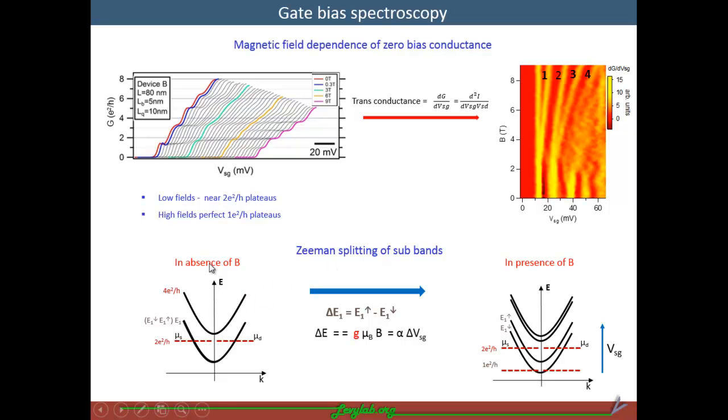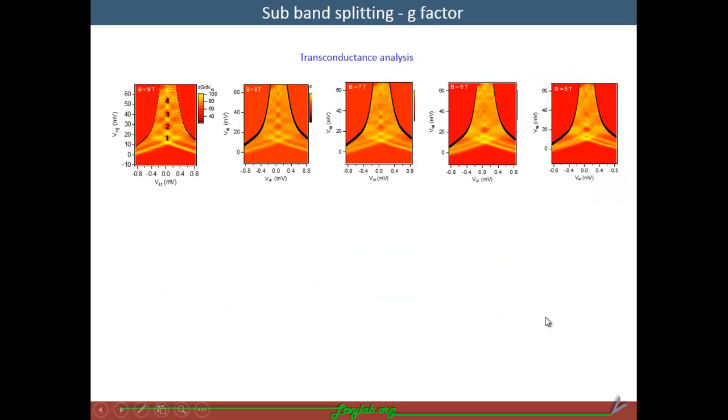For example, in the absence of magnetic field, in the first subband, the spin up and spin down levels are degenerate, so one would expect a 2e square over h value near the zero bias. Whereas when we turn on the magnetic field, the spin up and spin down bands split depending on the strength of the magnetic field and the g factor of the device. So that's why we see integer e square over h plateaus in the presence of magnetic field.